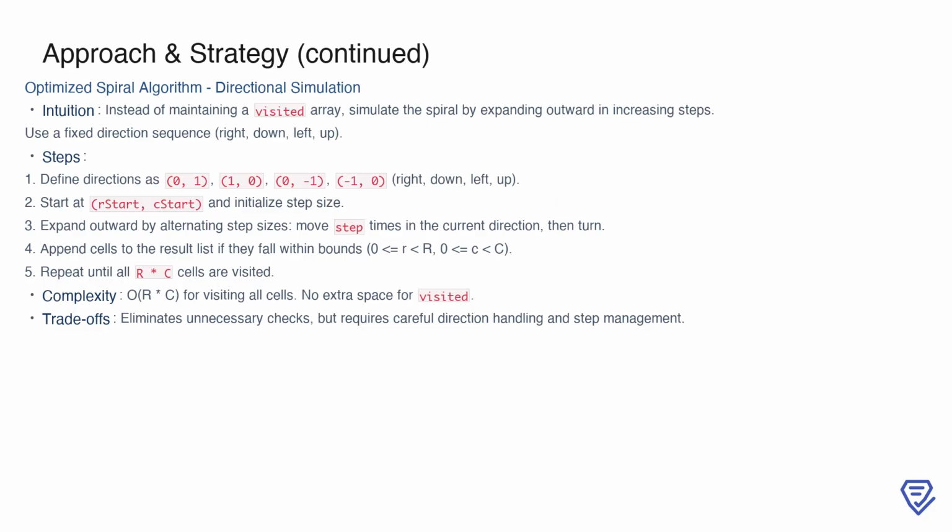The main advantage of this method is that it avoids the overhead of maintaining a visited array, while still efficiently covering all cells in the grid. However, it requires careful management of both the step size and the direction changes to ensure accuracy. Overall, this approach simplifies the movement logic and reduces unnecessary computations, making it more efficient than the brute force method.